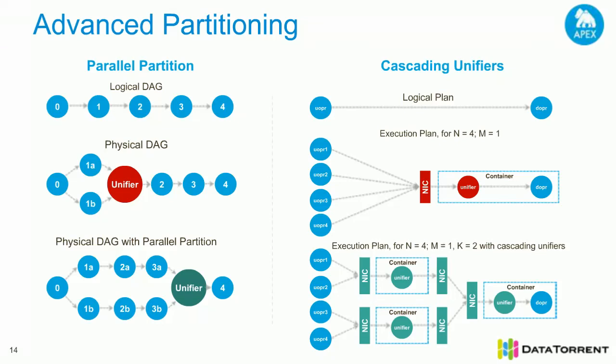Then cascading unifiers. If you have an aggregation operation and you pass a lot of data through the stream, you may want to arrange the unifiers in multiple levels to handle the amount of data without running into a network interface bottleneck. That's supported as well. We call it cascading unifier in Apex.